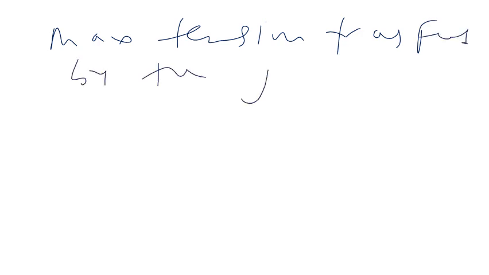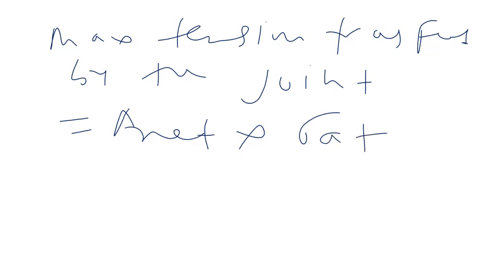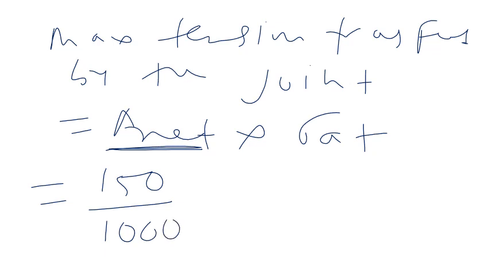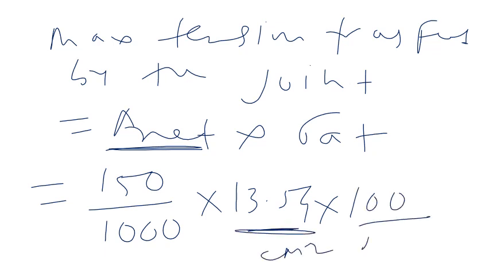by the joint or the tension member, which will be equal to A net into sigma at, that is the permissible stress. Here we have to consider the minimum value of the A net. So again it will be the same, 150. This is to convert into kilonewton, and the least area is 13.54, and this 100 is to convert the centimeter square quantity into millimeter square. So finally we get for case B, the maximum tension transferred by this joint will be 203 kilonewton.